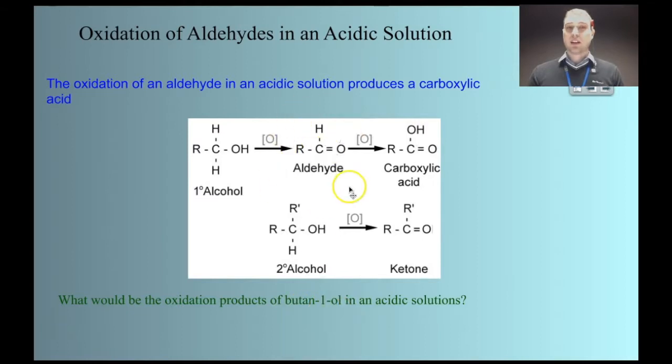Butanal, yes, that's at the end of the chain, so we don't need to number that. And then finally butanoic acid. So in acidic conditions you get the carboxylic acid.